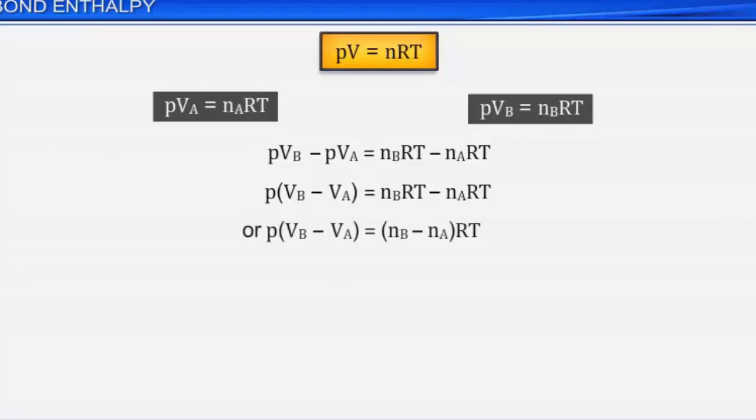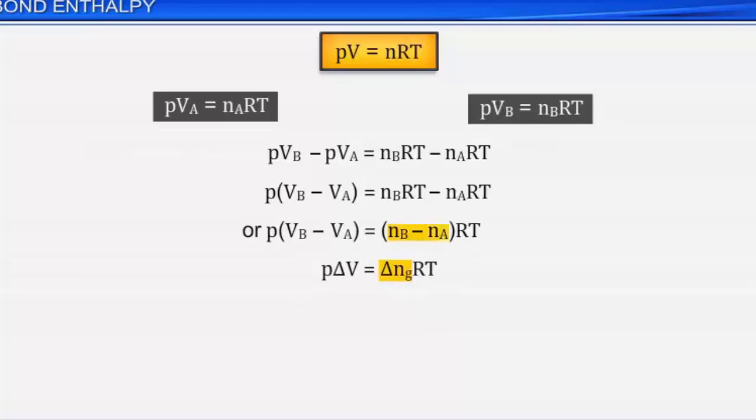That is, pressure P multiplied by change in volume, delta V, equals change in number of moles of gas, delta n g, RT. Note that delta n g is the number of moles of gaseous products minus number of moles of gaseous reactants.